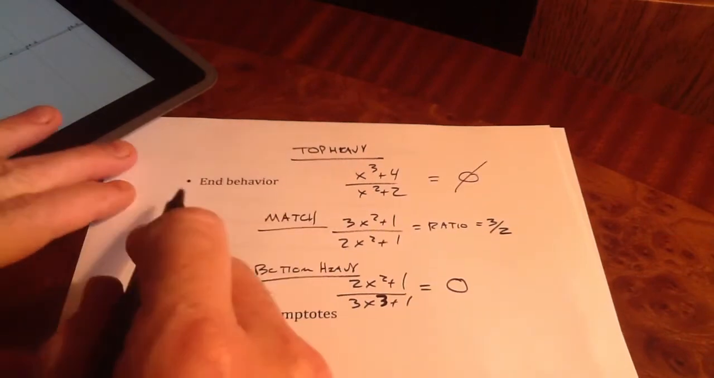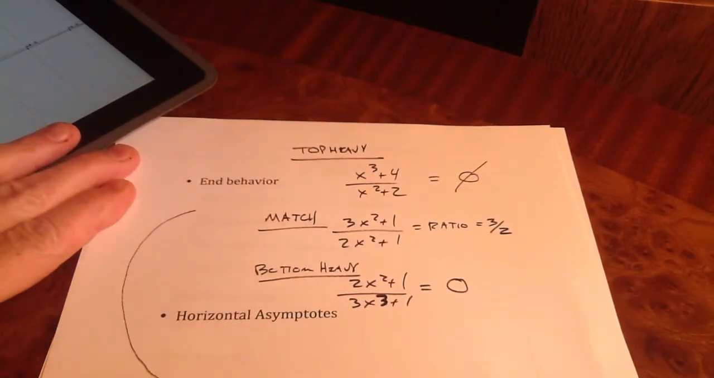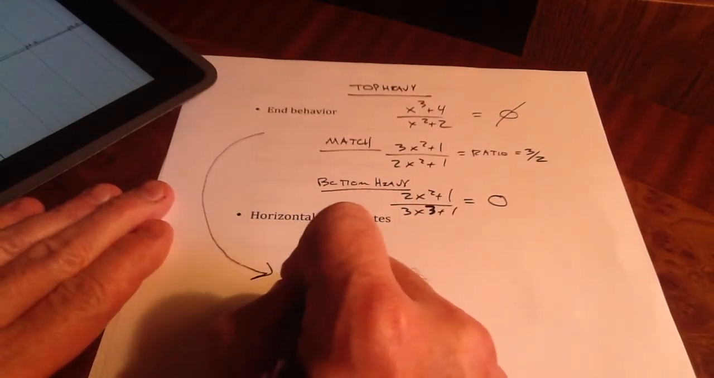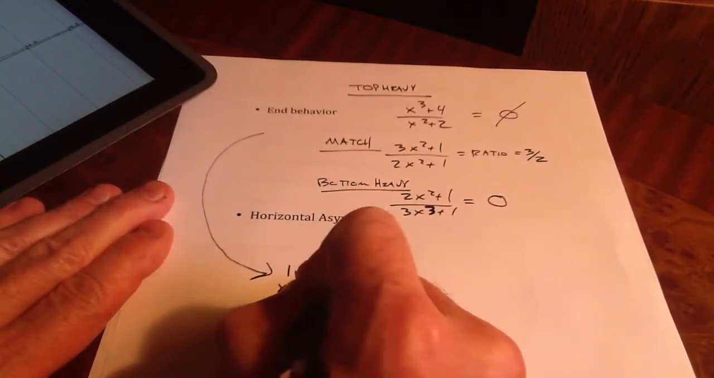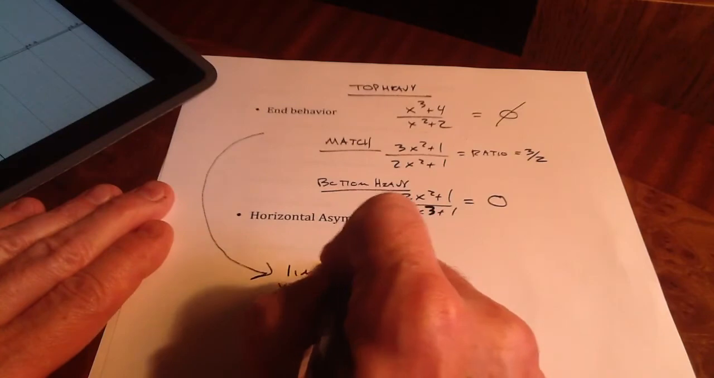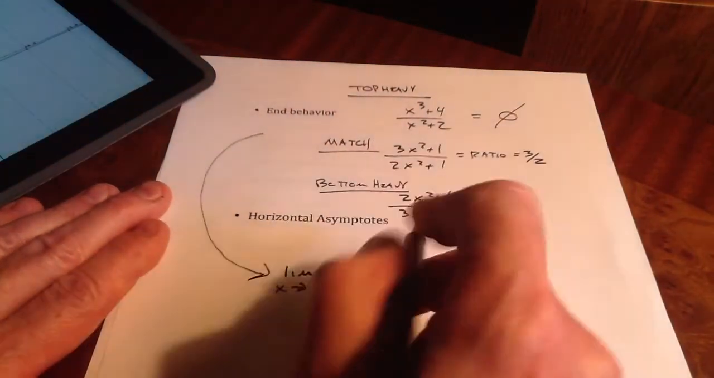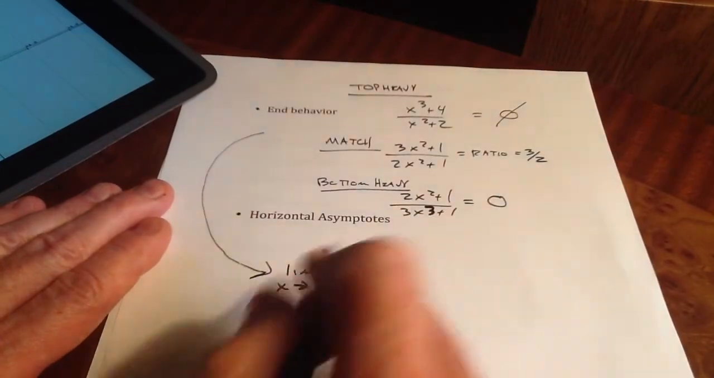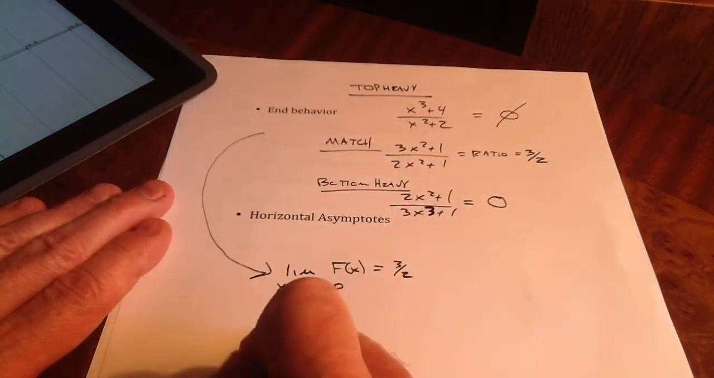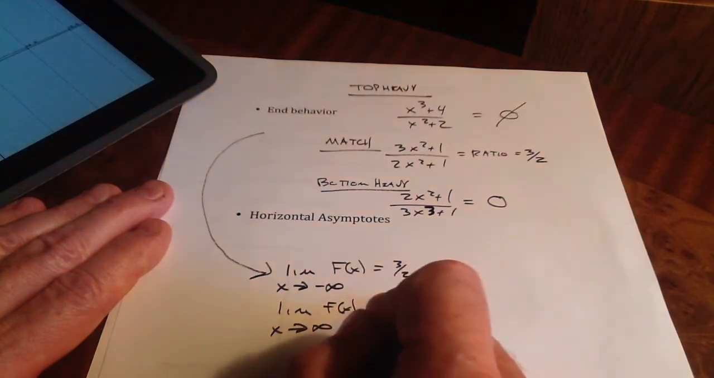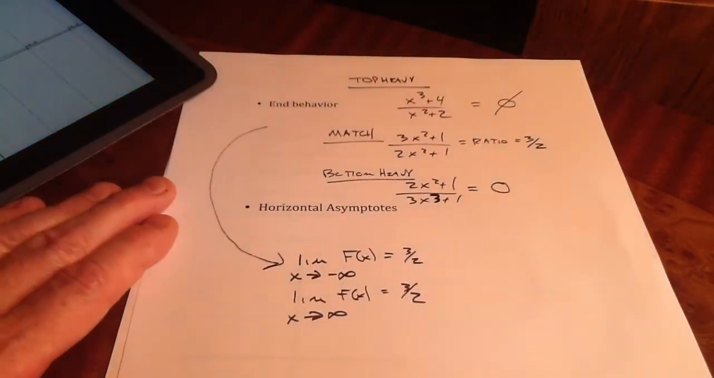As far as end behavior goes, what we're going to do is write our limit notation again, and we will say the limit as x approaches negative infinity of the function would simply be, in this case, 3/2. And then obviously we would do this as well, going to the right. That would be 3/2 as well.